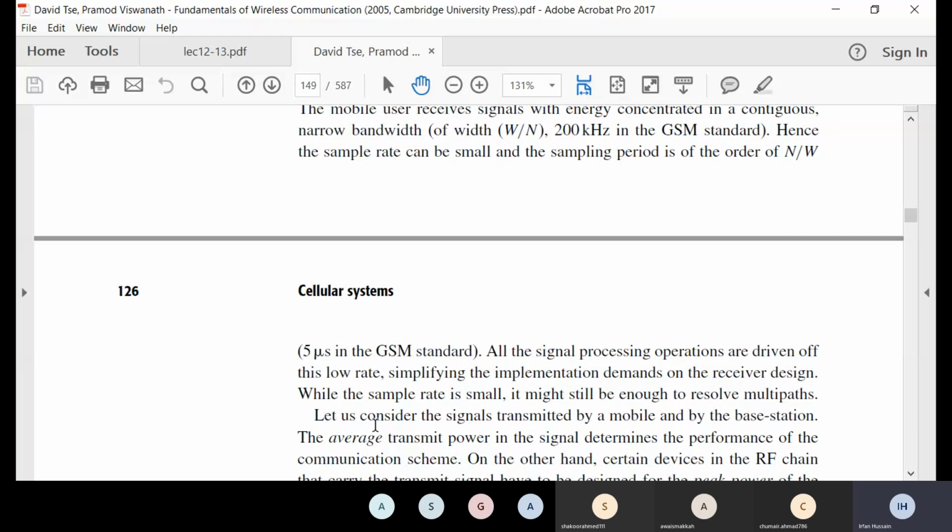Otherwise, if all the multipaths squeeze in within 5 microseconds, then you cannot resolve that. For resolution, you need to have a tapped delay line. So it must be in the order of the sampling time, then you can resolve that.